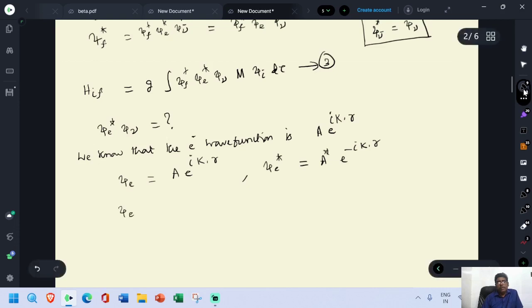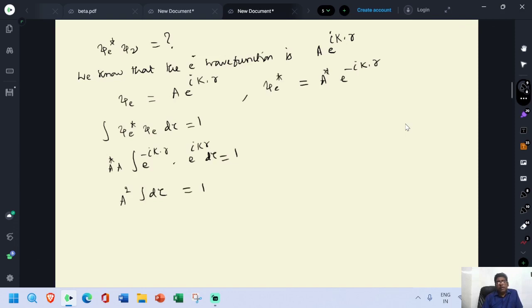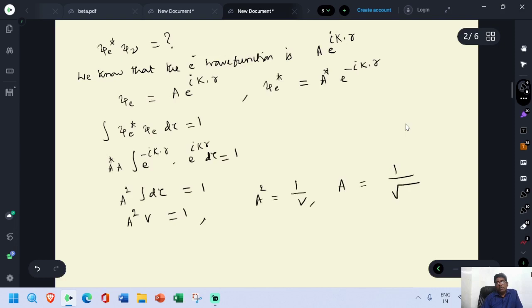Now we have to apply the normalization condition. The integral of ψ_e* ψ_e dτ equals 1. If you apply this normalization condition, A*A times the integral of e^(−ik·r) e^(ik·r) is equal to 1. This is A² times the integral of dτ equal to 1. This is the volume element. The integral of dV equals V. Therefore, A² times V equals 1. Here, A² is equal to 1/V. Then, A equals 1/√V.